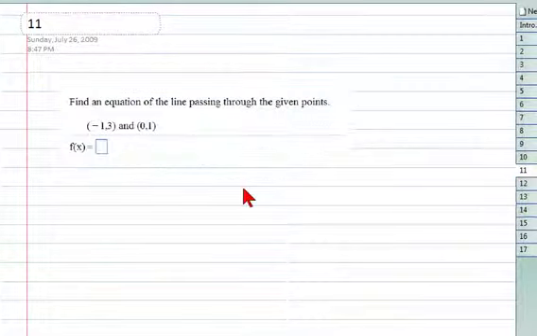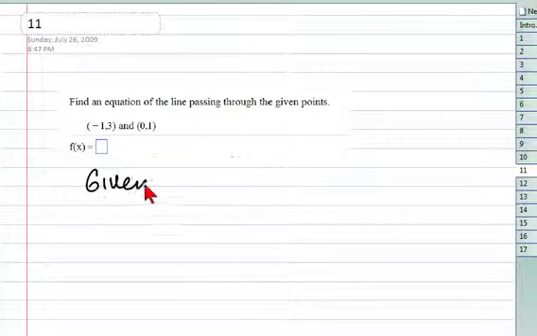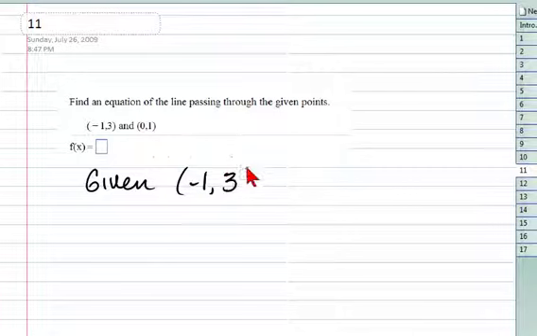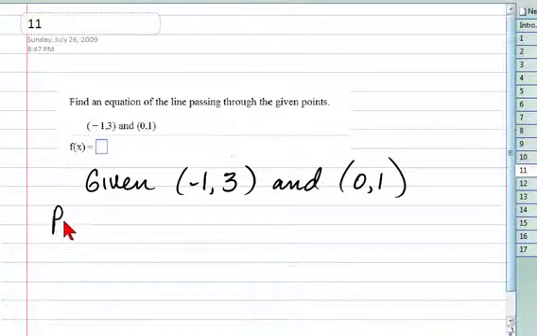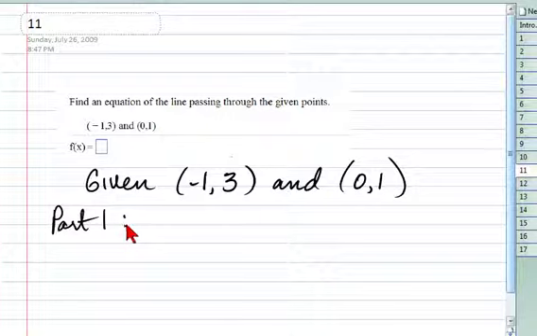All right. This one says find the equation of the line passing through, this is number 11, the given points. So you are given negative 1, 3, and 0, 1. Okay, what do you absolutely have to find out first about a line? Slope. So part 1, find slope.